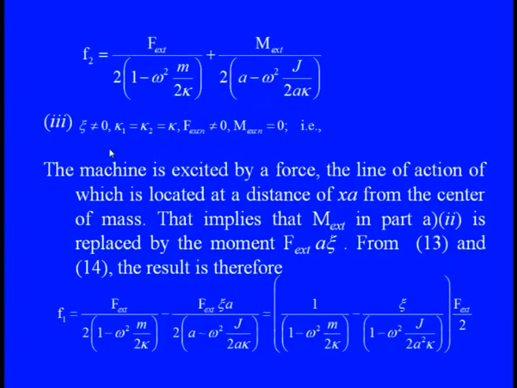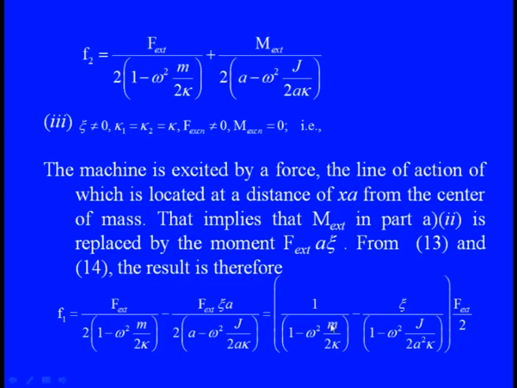So, this is the total moment which is being acted by the applied force. When we are now calculating this part, we have F1 is nothing but equal to F excitation divided by 2 into 1 minus omega square 2m by 2k minus, now instead of M excitation, we have this F excitation zeta into a divided by 2 times of a minus omega square J over 2ak.